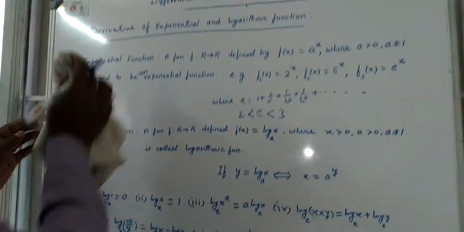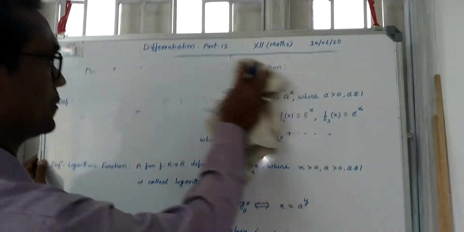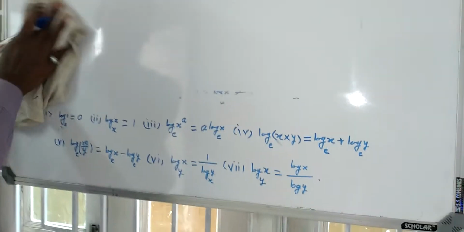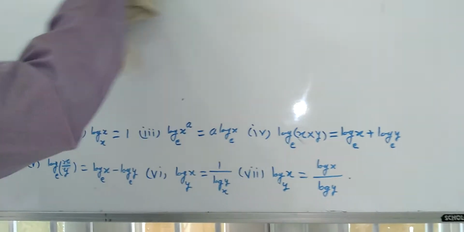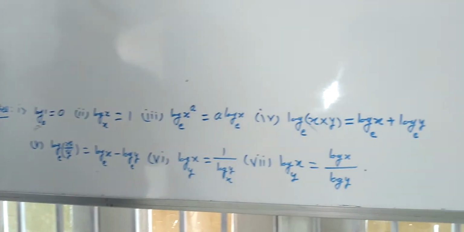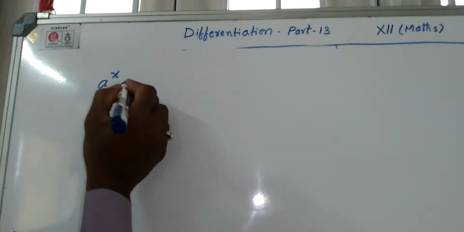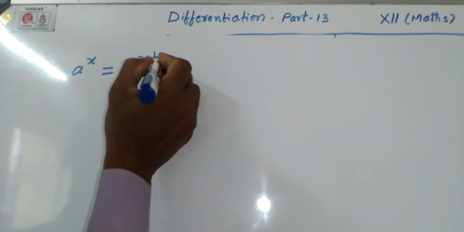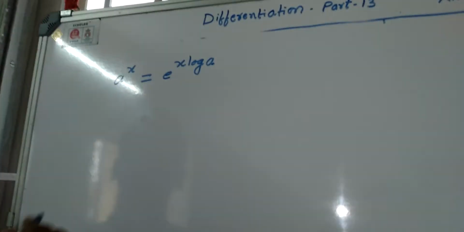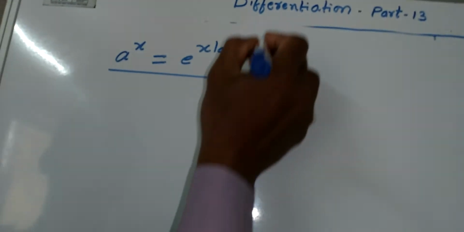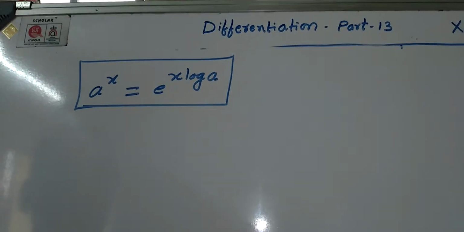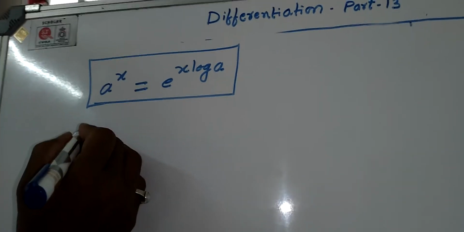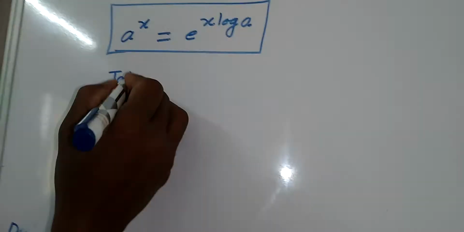Now one very important formula, that is a to the power x is written as e to the power x log a. This is a very important formula. We can prove this easily by taking log on both sides.